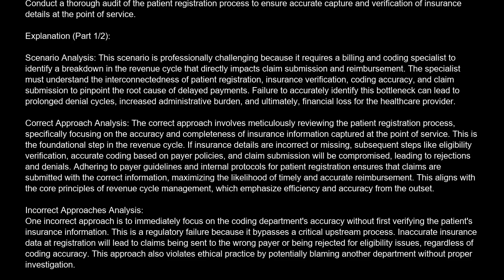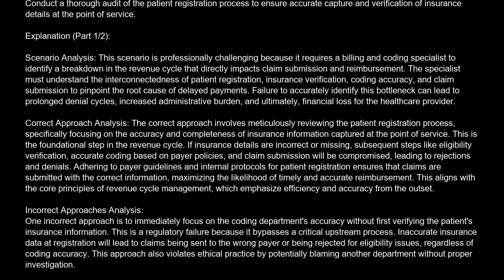Correct approach analysis. The correct approach involves meticulously reviewing the patient registration process, specifically focusing on the accuracy and completeness of insurance information captured at the point of service. This is the foundational step in the revenue cycle. If insurance details are incorrect or missing, subsequent steps like eligibility verification, accurate coding based on payer policies, and claim submission will be compromised, leading to rejections and denials.